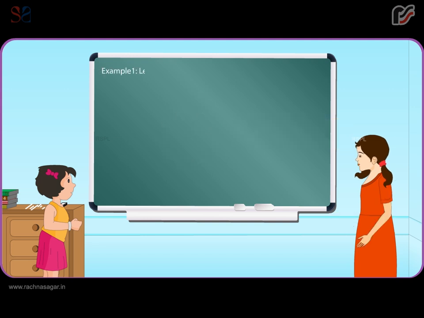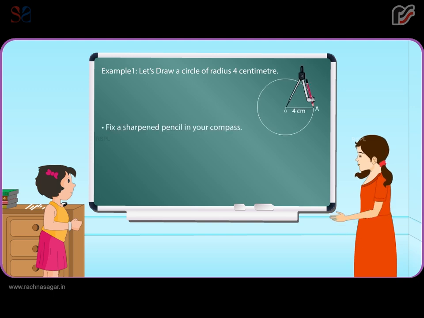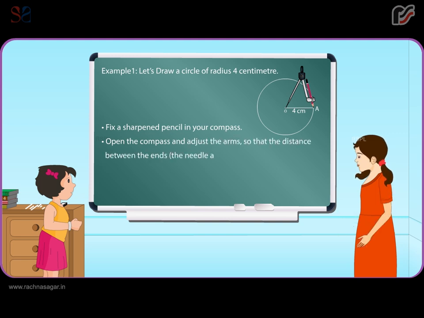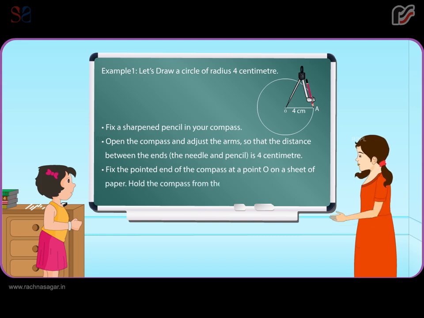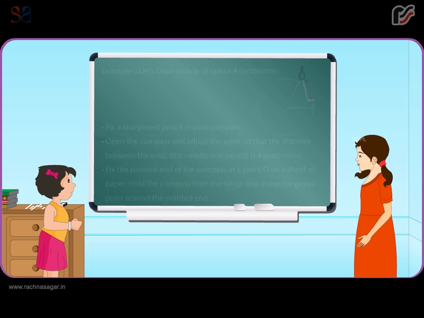Example 1. Let's draw a circle of radius 4 cm. Fix a sharpened pencil in your compass. Open the compass and adjust the arms so that the distance between the ends, the needle and pencil, is 4 cm. Fix the pointed end of the compass at a point O on a sheet of paper. Hold the compass from the hinge and move the pencil point around the pointed end.